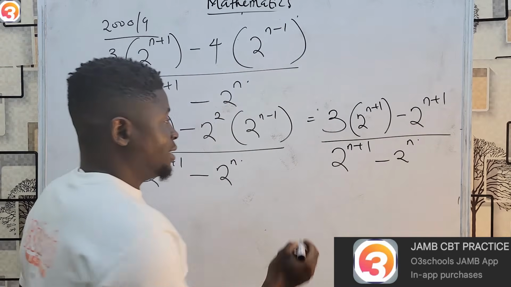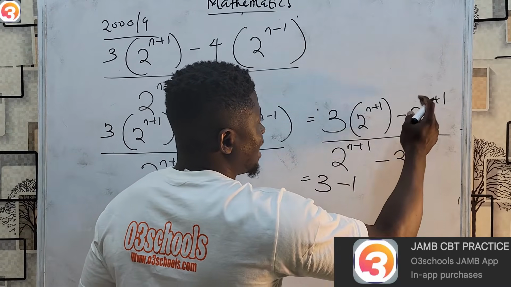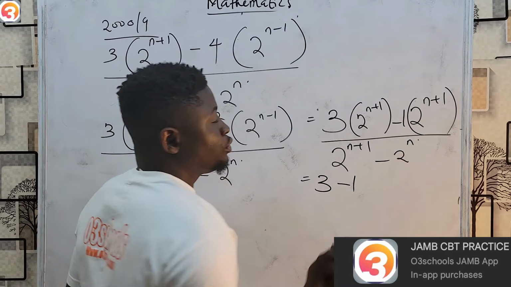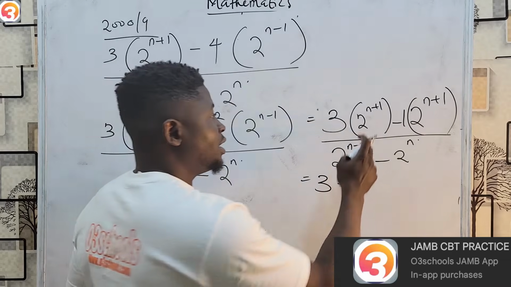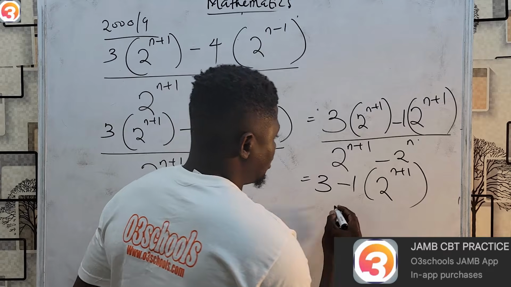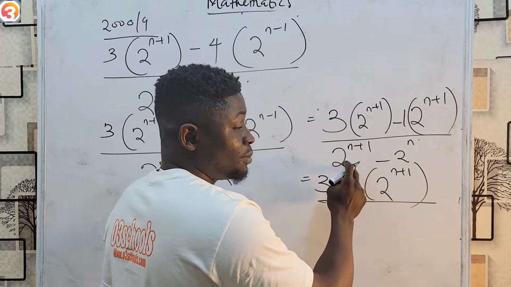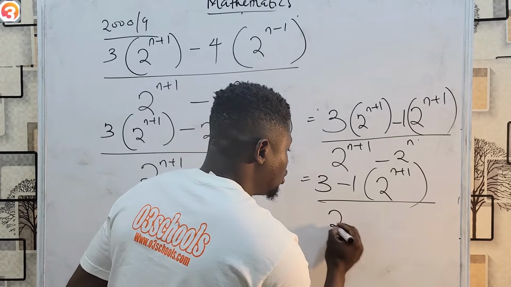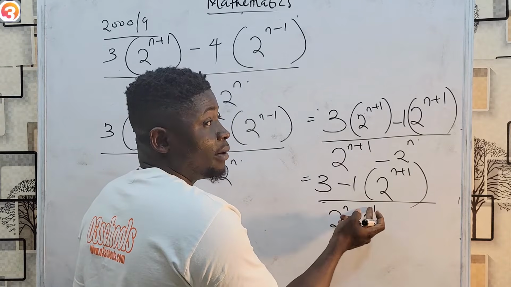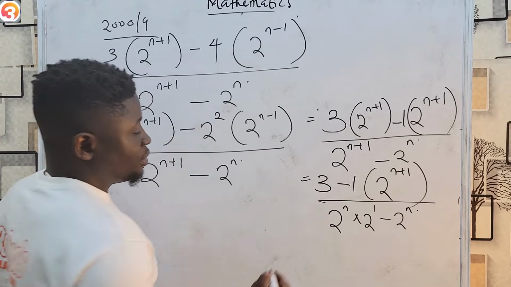We can simply factorize. So I'm going to have 3 minus 1, because this is 3 and this is 1 times, the same thing as 1 into bracket 2 raised to the power n plus 1. So 3 minus 1, you now take 2 raised to the power n plus 1 factorized out, all over this 2 raised to the power n plus 1, which can be broken down to 2 raised to the power n times 2 raised to the power 1. If you want to have this back, it's just to add the powers again. Then minus 2 raised to the power n.